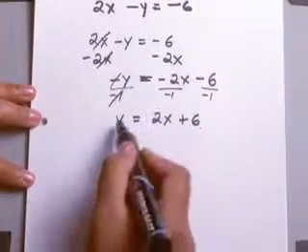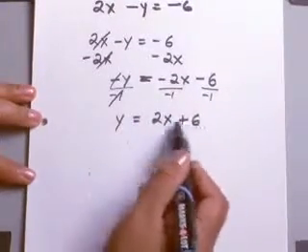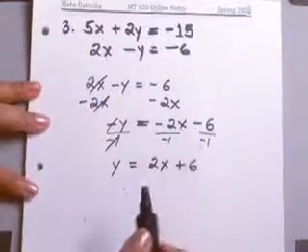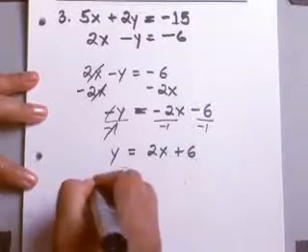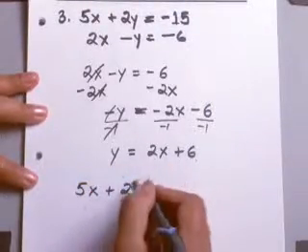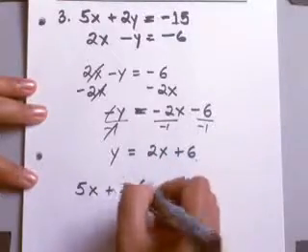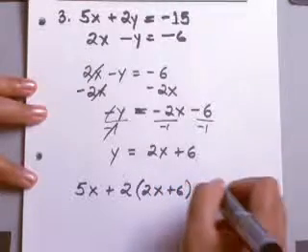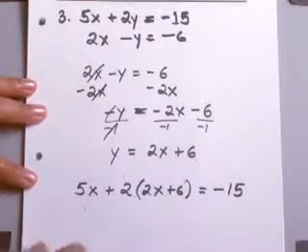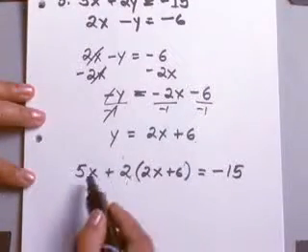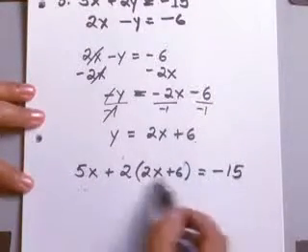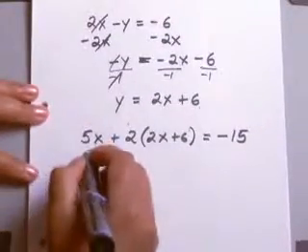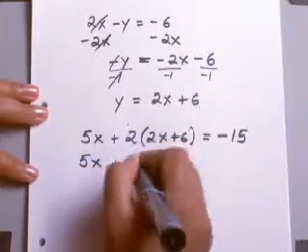Alright, now that we have solved our second equation for y, we can go ahead and take this value and substitute it into our first equation here. So you have 5x plus 2y, but instead of y we will go ahead and plug in, or substitute, 2x plus 6, and that will give us -15. Now again, you will see our first equation now is all in terms of x variables. So let's go ahead and find the value for x.